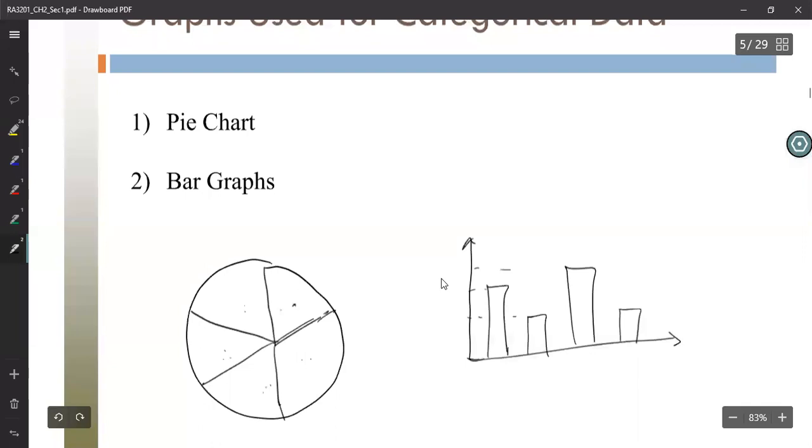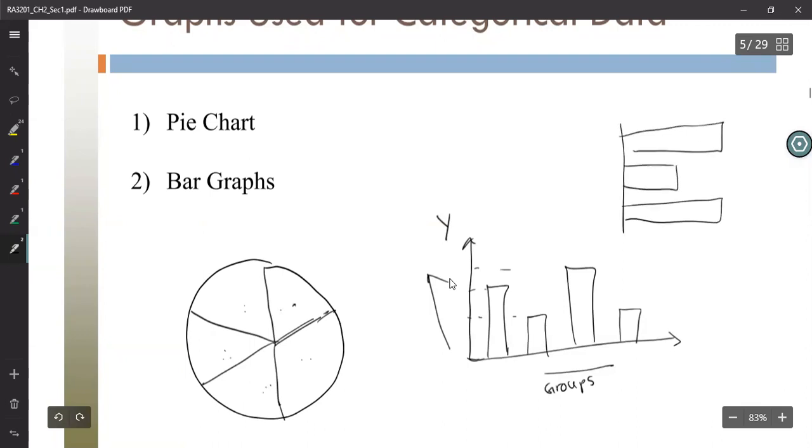You have to name the axis, whatever the value that you measure in the y-axis, and whatever the groups you have in the x-axis. Again, if you want, you can prepare this as a column graph. The same thing the other way around, rotated. Again, with software nowadays, you can prepare very nice bar graphs with different colors, even stacked bar graphs if you have subgroups within each group.